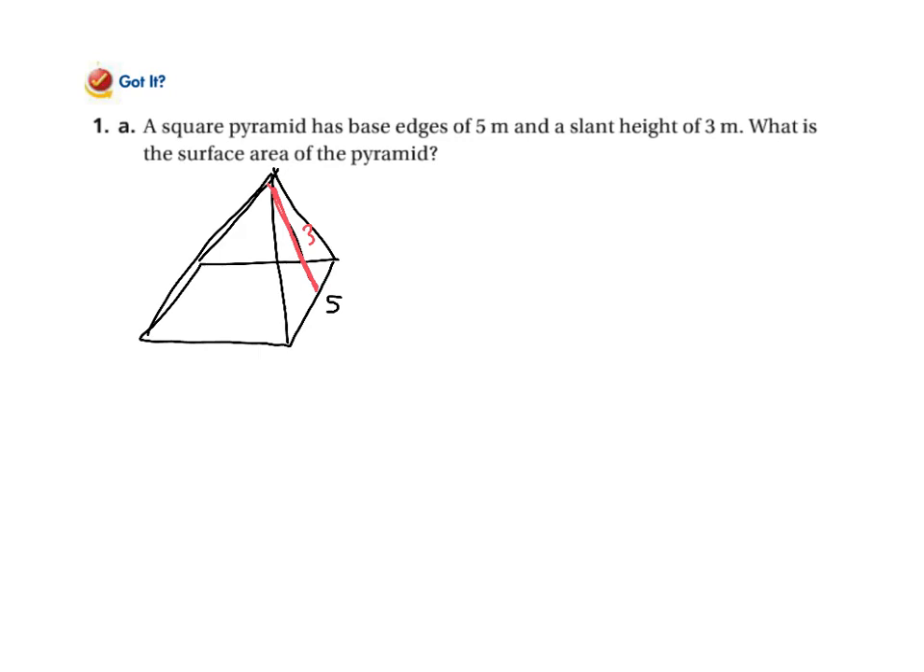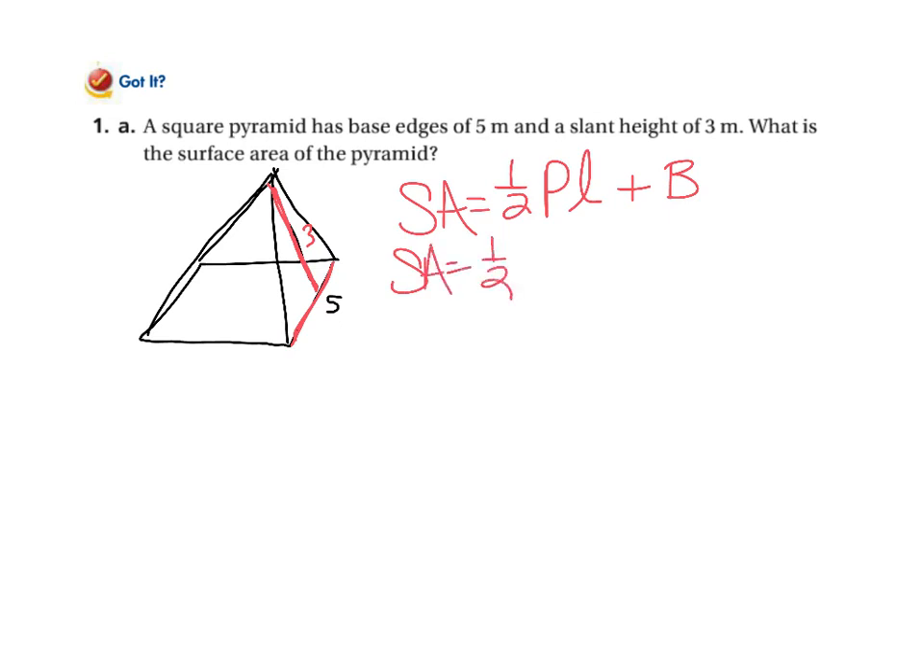Okay, well, I'm going to have to know the area of the base. The base is a square with all sides 5. Okay, that's not too bad. I think I can do that. All right, so here, I'm just going to jump into surface area then. Surface area equals 1/2 PL plus 1 base. The perimeter of the base. Each side is 5. There's 4 sides. Perimeter would be 20. Slant height, they gave us 3.